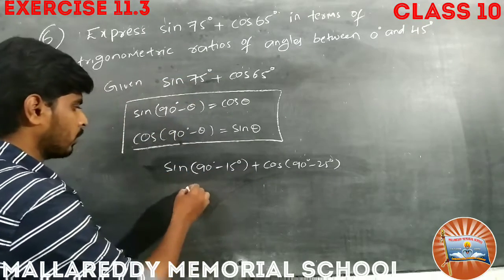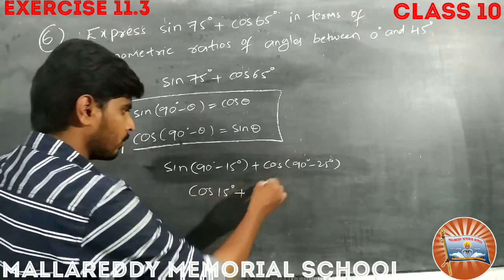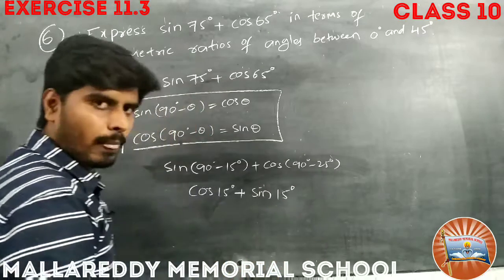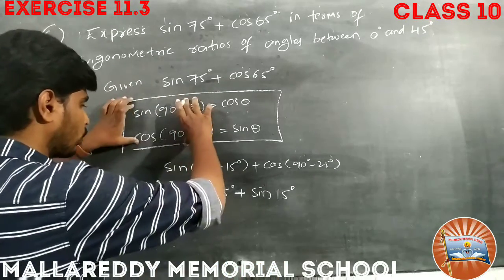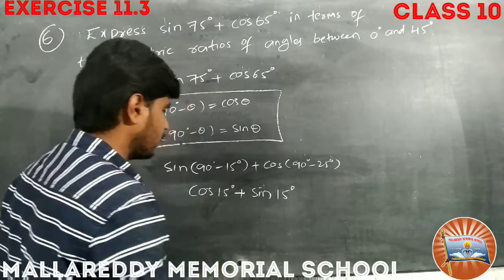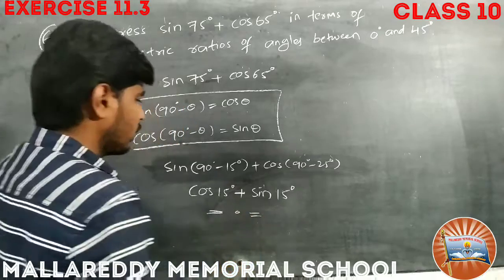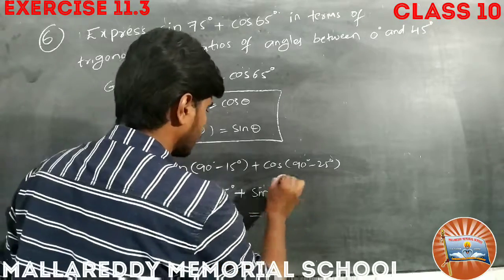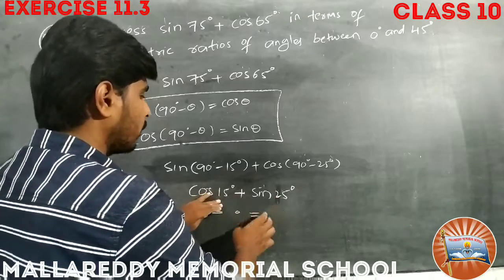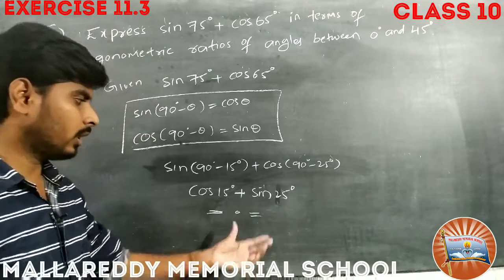What it becomes, ma? It becomes cos 15 degrees plus sin 25 degrees, isn't it? Is that clear? So by using these two formulas I have transformed it like this. Right, ma? This is the required answer here. So these two, 15 degrees and 25 degrees, are between 0 and 45 degrees, isn't it? Right, this is the required answer.